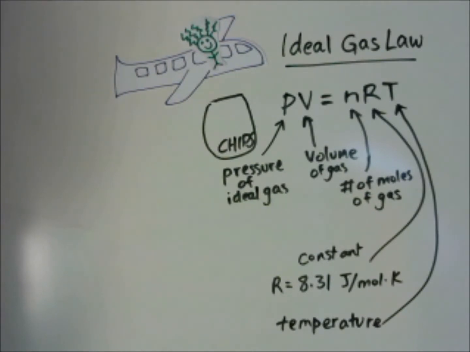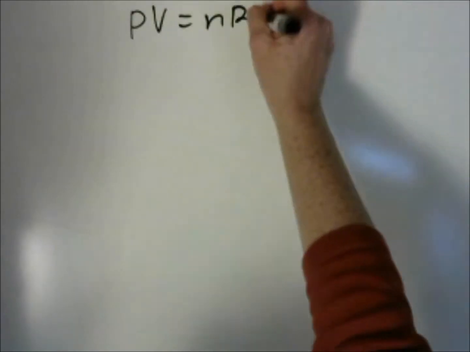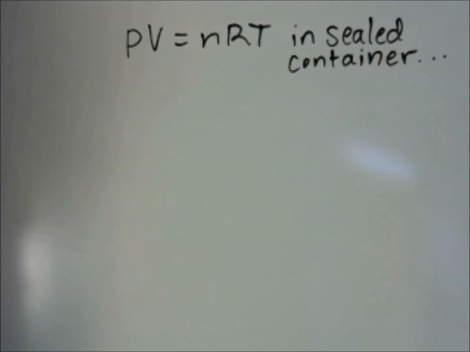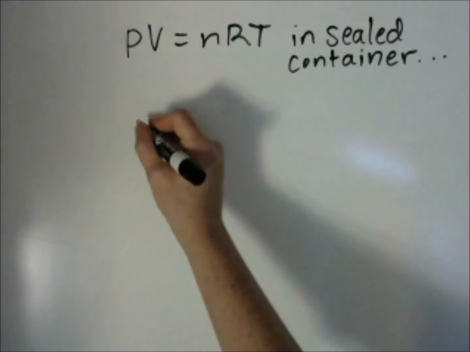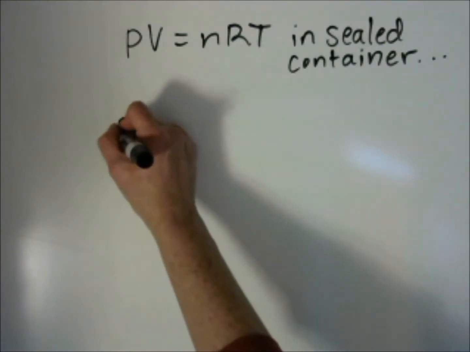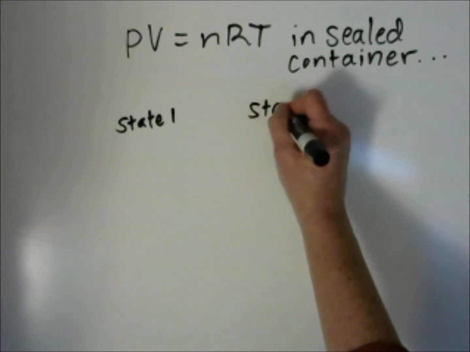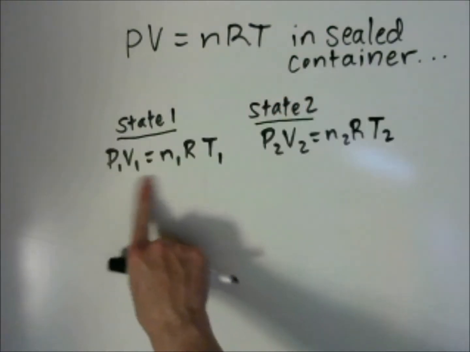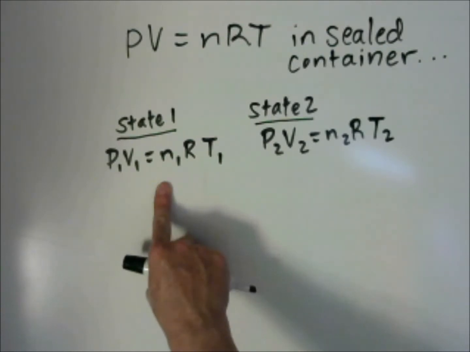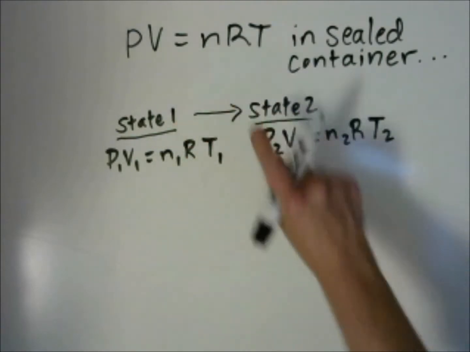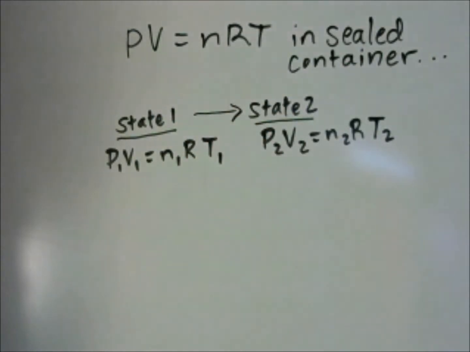In a sealed container, we're going to look at a certain case. A lot of times in these problems, we'll consider a sealed container where the number of moles is not going to change. So we're going to consider gases that go through a change. They have initial values, which we'll call state 1, and final values, which we'll call state 2. This is the variables to describe the gas when it's in its first state. Then it goes through a transition, and it goes to the second state. In the second state, these variables describe it.